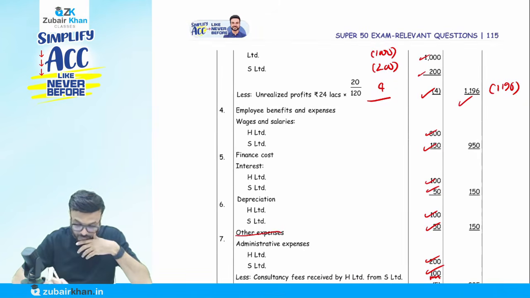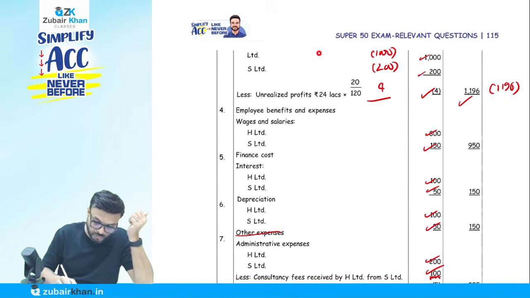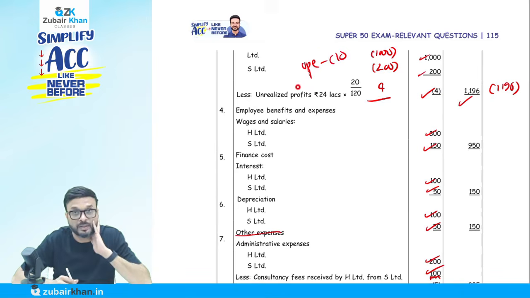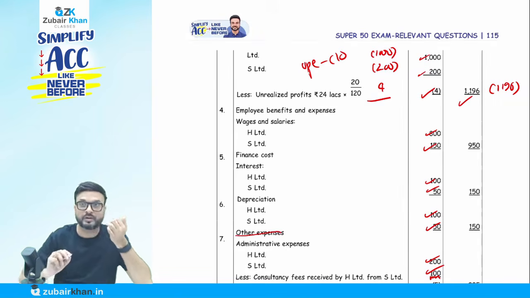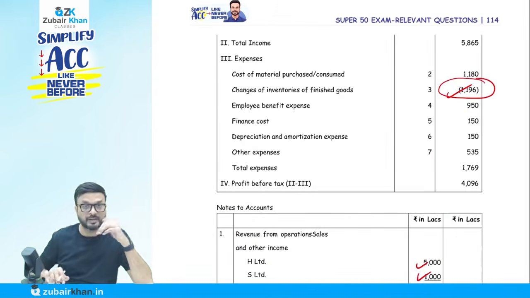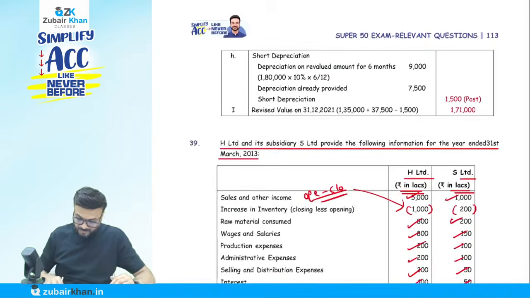Okay, because this 4 we are reducing from the closing, and if this is opening minus closing, it means my closing is more than the opening. If I'm reducing this closing, this negative figure will go down. Okay, don't get confused. 1200 is negative here. You can write it like this, and you can write it down like this also. Okay, done. Now 1196, that is. Then done with all this.